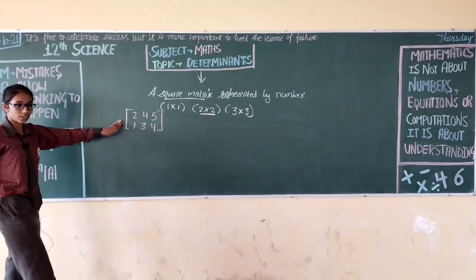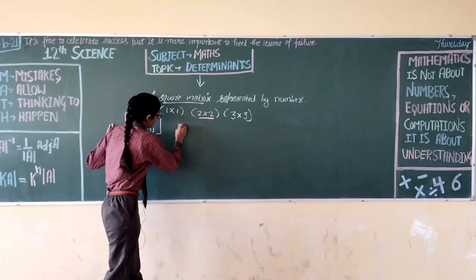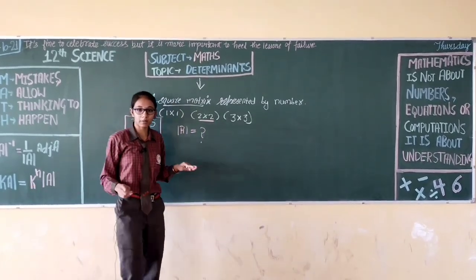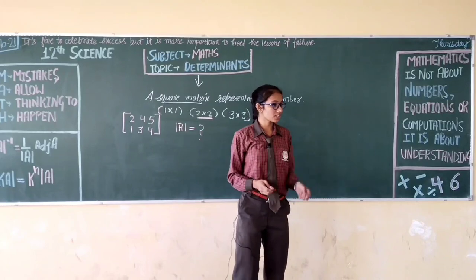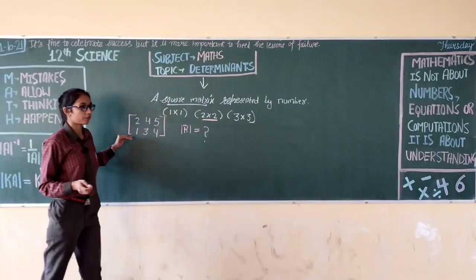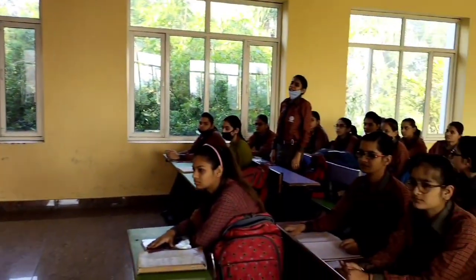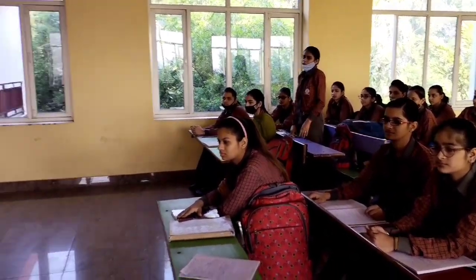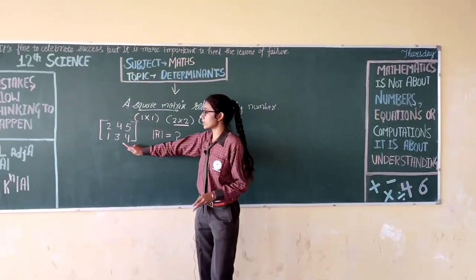This is a matrix given. What will be the determinant value of this matrix? Can anybody tell me? Ria, please tell me what will be the determinant value of this matrix? There will be no determinant in this value. Yes, right answer. There will be no determinant value of this matrix.